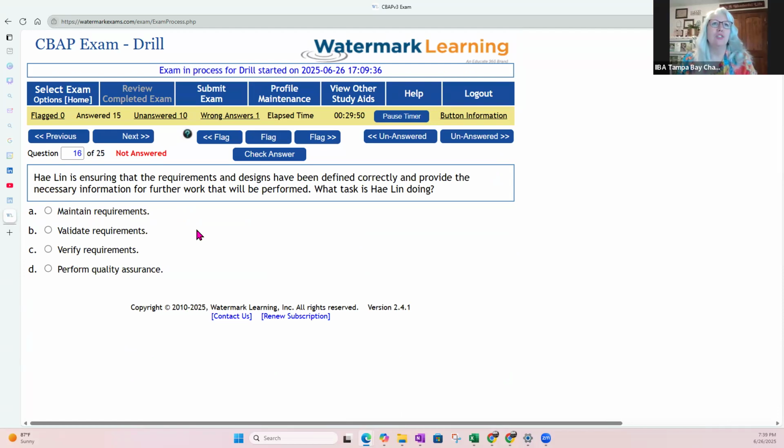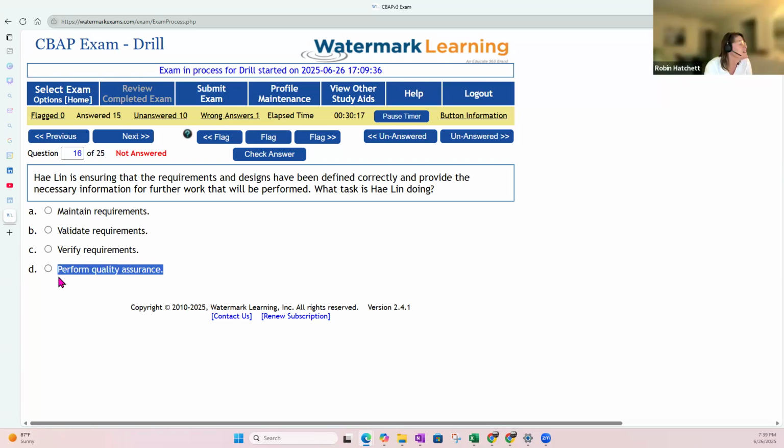Anyway, Halen is ensuring that the requirements and designs have been defined correctly and provide necessary information for further work that will be performed. What task is Halen doing? Is it maintain requirements, validate requirements, verify requirements, or perform quality assurance? Let's eliminate one, guys. Which one is not a task? Perform quality assurance. A is not a task. So she's ensuring requirements and designs have been defined correctly and provide necessary information for further work.